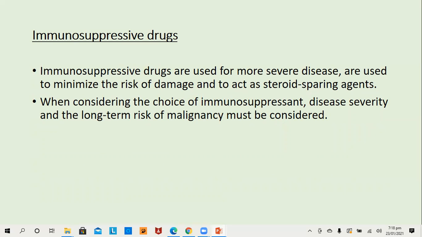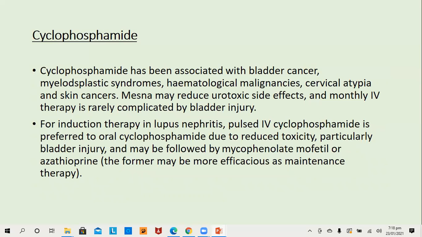Then comes the third important group of drugs used in SLE patients. These are the immunosuppressive drugs. The immunosuppressive drugs are used for more severe disease, to minimize the risk of damage, and to act as steroid-sparing agents. When considering the choice of immunosuppressants, the disease severity and long-term risk of malignancy must be considered.